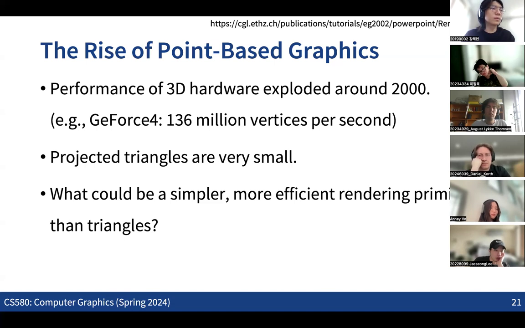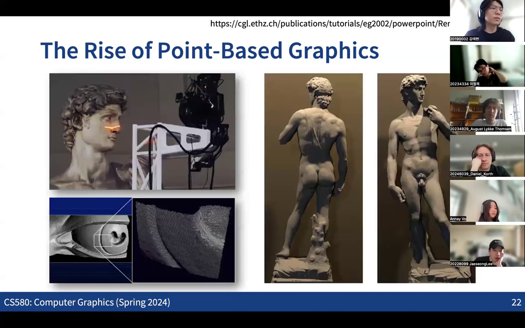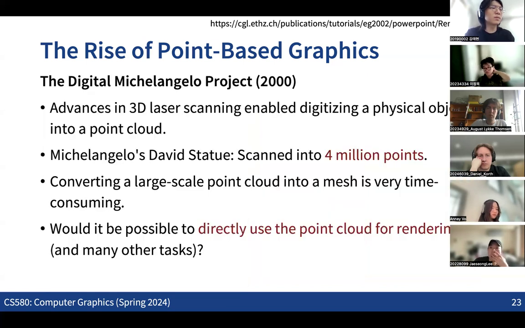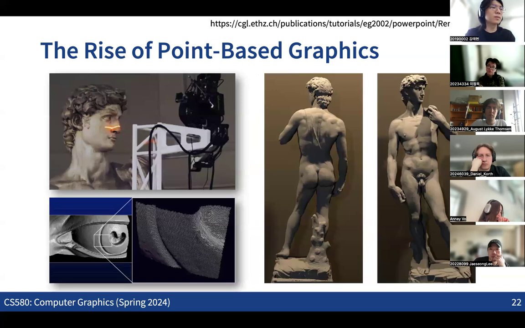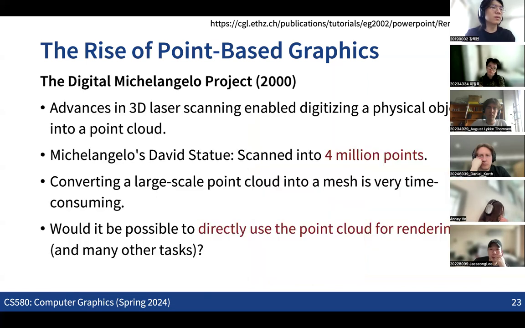And what we also started to see at the time was that people started to have really good 3D scanners. These are outputs of scanning objects. This was a very famous project at the time, the Digital Michelangelo project, which was 3D scanning statues, like the David statue here by Michelangelo. The idea is that we are converting physical objects into digitized forms.